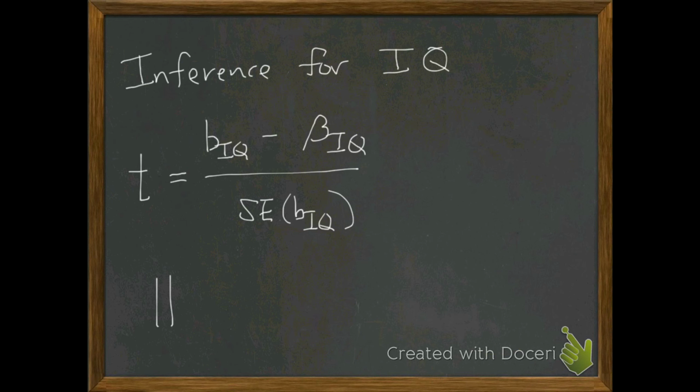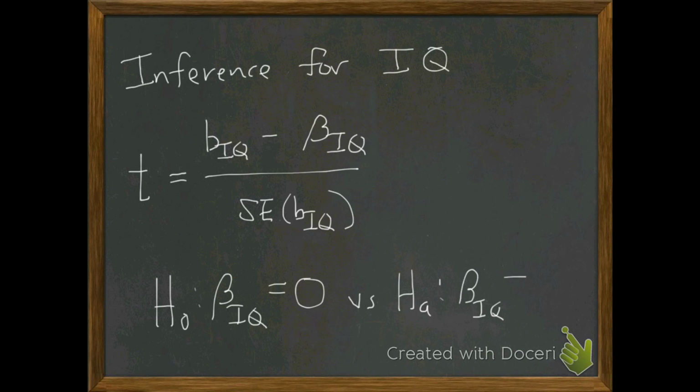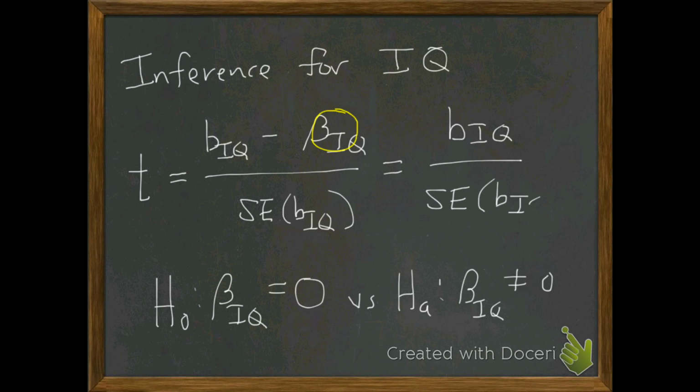And since we are going to be testing here the null hypothesis that beta IQ is equal to 0 versus H sub A, that beta IQ is not equal to 0, then we are going to have that equal to 0. So ultimately, guys, what we're going to have is our coefficient estimate, beta for IQ, over the standard error for beta IQ.